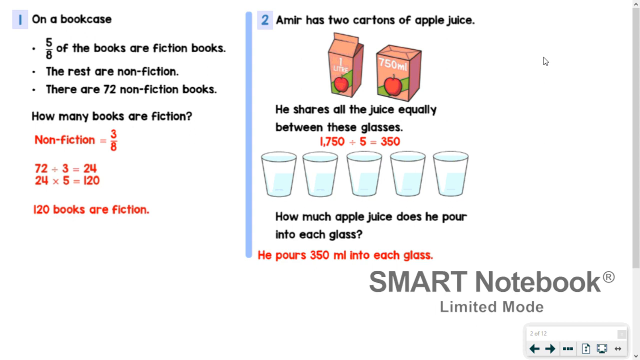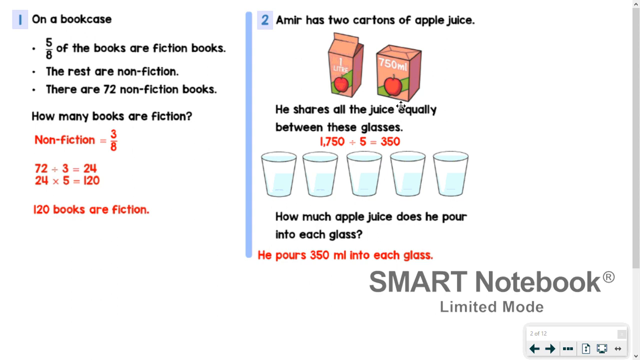Second one is linked to what we've been learning the last few weeks. So Amir has 2 cartons of apple juice. This carton is 1 litre. This carton is 750 millilitres. Hopefully we're recognising that those are 2 different units, and we're going to need to do something there. He shares all the juice equally between these glasses. So 1, 2, 3, 4, 5 glasses. How much apple juice does he pour into each glass?